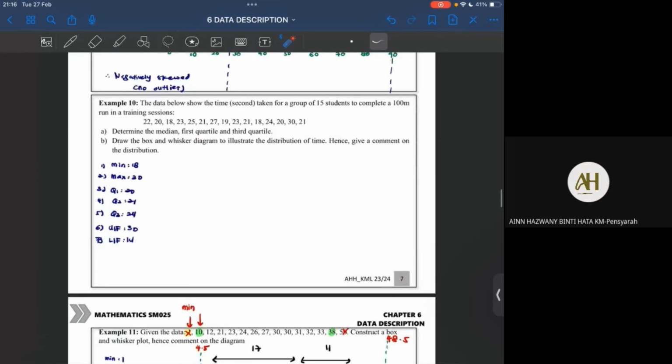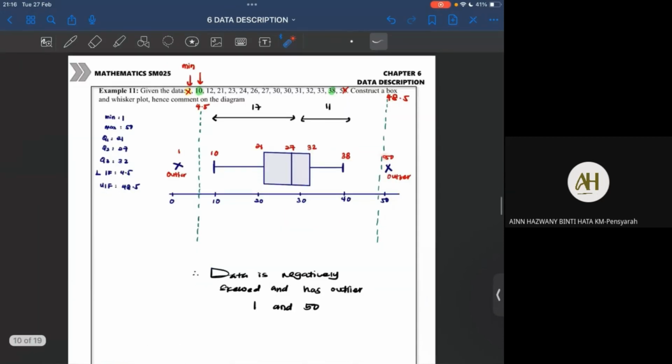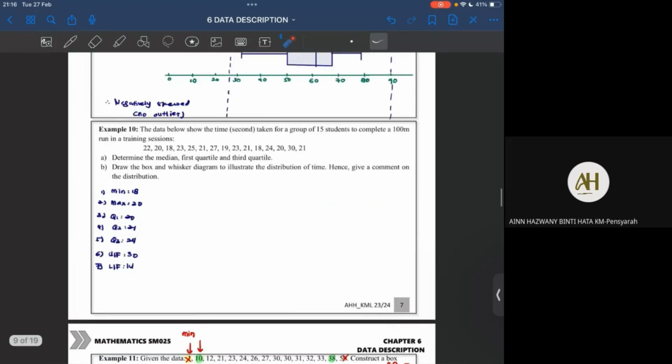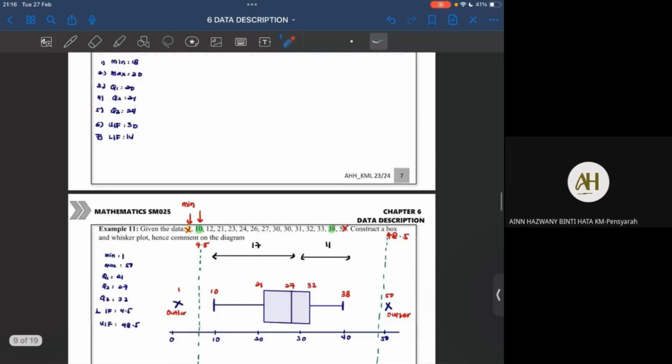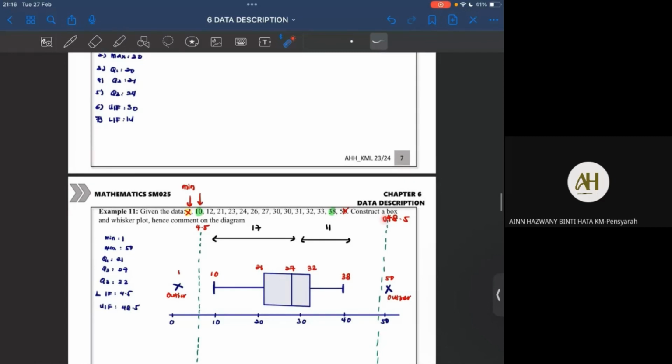Okay, what will happen untuk soalan example 10 ni kamu akan buat sendiri. Apa yang kamu akan jumpa ialah pagar kamu akan berada exactly dekat nilai maksimum. Contoh, kalau kamu tengok kat sini maksimum 30. Upper inner fence kita pun 30. So that means pagar kita betul-betul dekat maksimum kita.